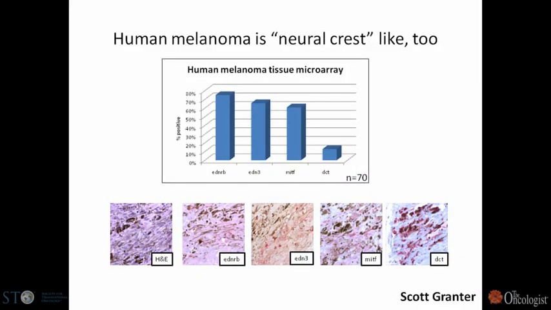Well, we went on with Scott Granter to look at human melanomas, and there's a lot of neural crest genes that are expressed in human melanomas. This includes the endothelin B receptors and endothelin itself, and also SOX10. So we're seeing a large subset of melanomas that actually express the neural crest progenitor genes that he had found in his assay.